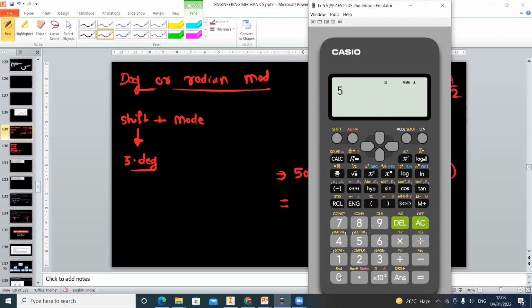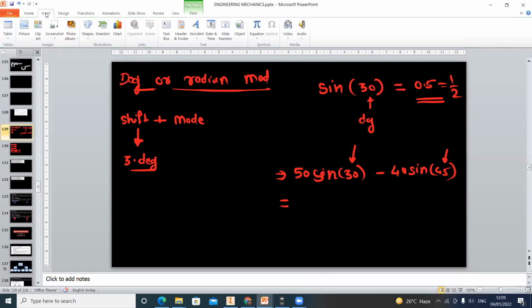Suppose we have the equation 50 divided by sine 30. You will get the answer as 100, or you can use the fraction, 50 upon sine 30. So this is about the trigonometry function and how to select the angle in radian and degrees. Next is inverse calculation.